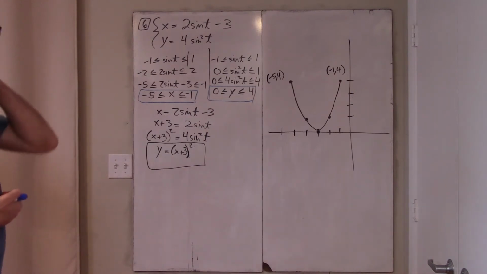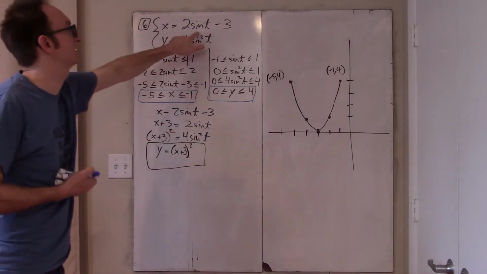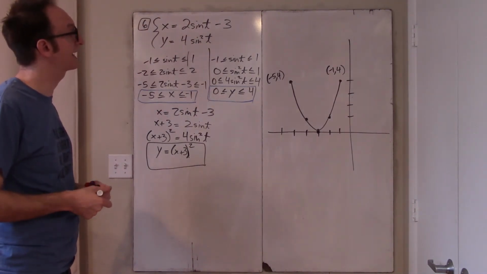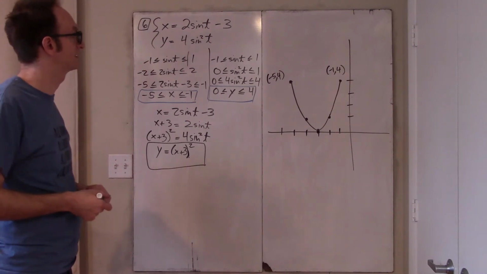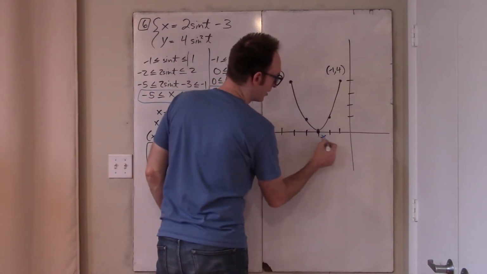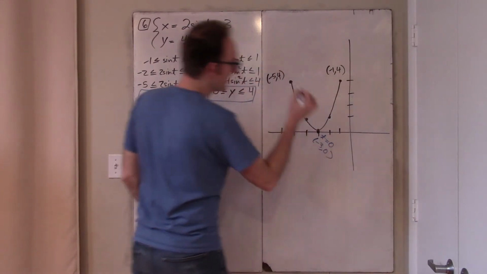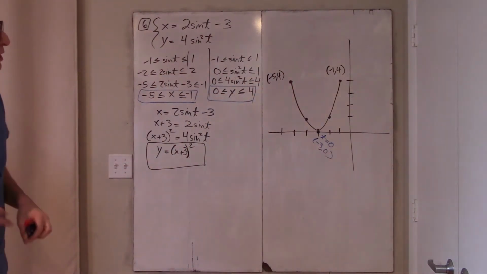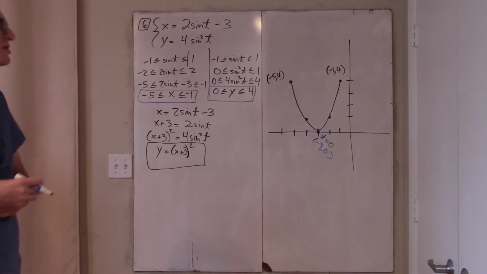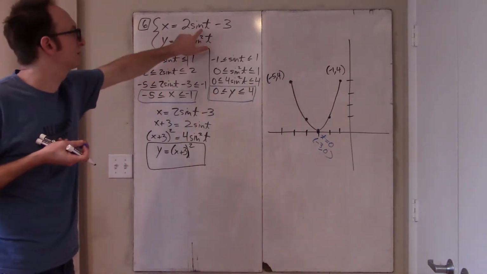What are some good values to plug in? Well, if I plug in, say, 0, sine of 0 is 0. So if I plug in 0, I get -3, 0. Okay, that's kind of nice to know. Here I am at the vertex of this parabola at time 0. What's the next nice thing to know? There's a bunch of things we could do. Let's just plug in pi over 2.